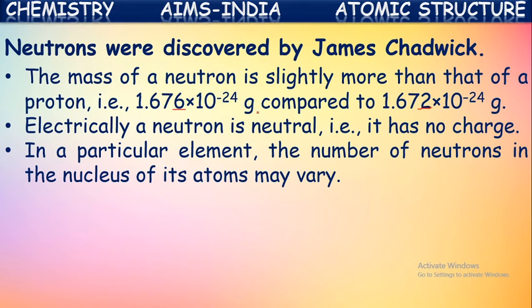Now, the number of protons will be fixed in all the atoms of an element, and the number of electrons will be equal in all the atoms in the neutral condition. But the number of neutrons may vary from one atom to another atom of different elements.